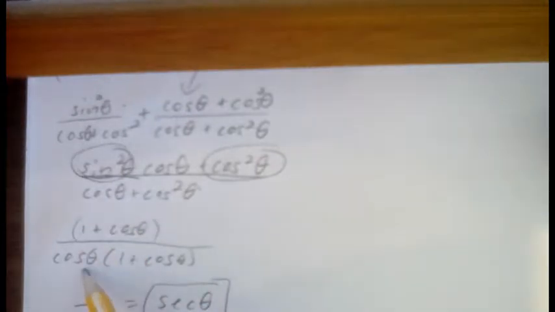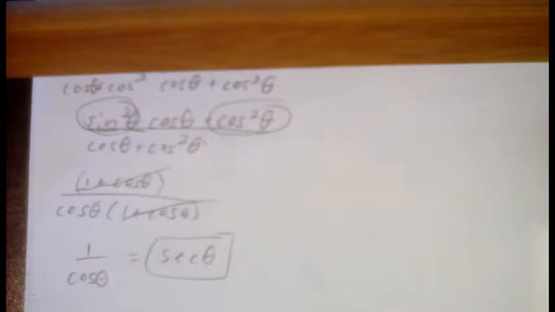And then you can factor out a cosine from the bottom to get both 1 plus cosine on the top and bottom of the fraction, and that cancels out and leaves you with 1 over cosine, and so the inverse, and that's the inverse of secant. So that's your answer.